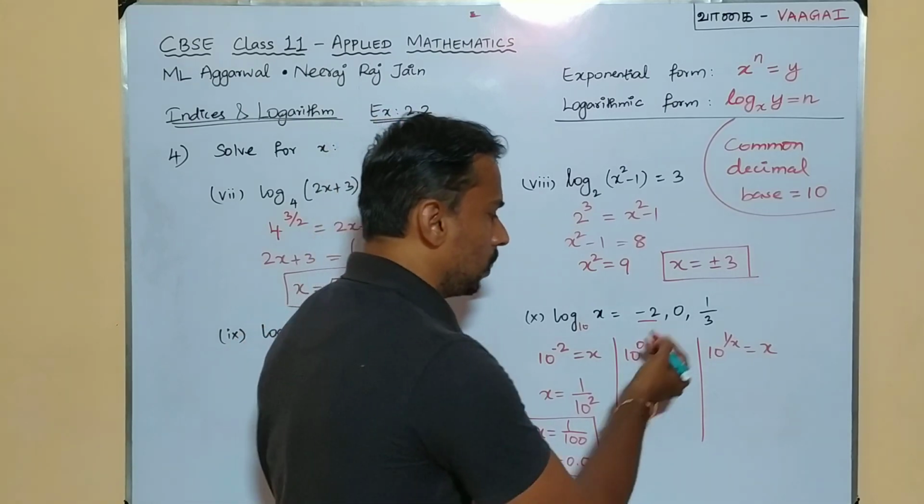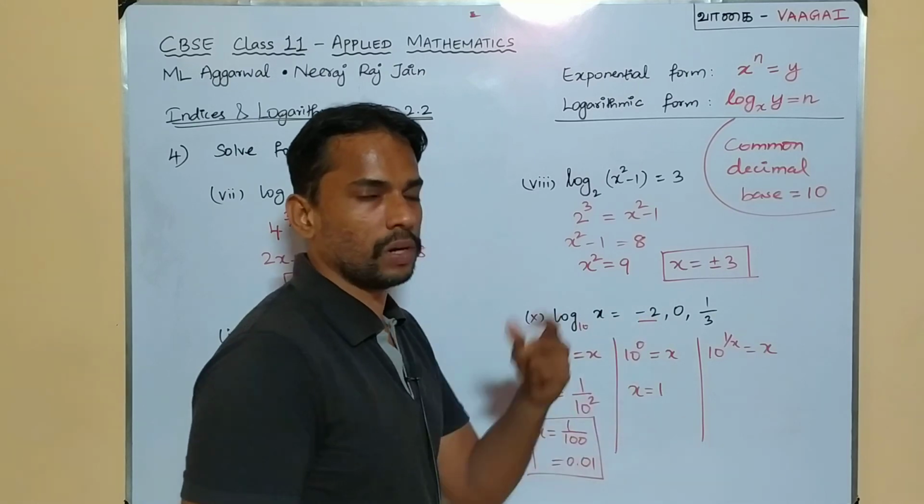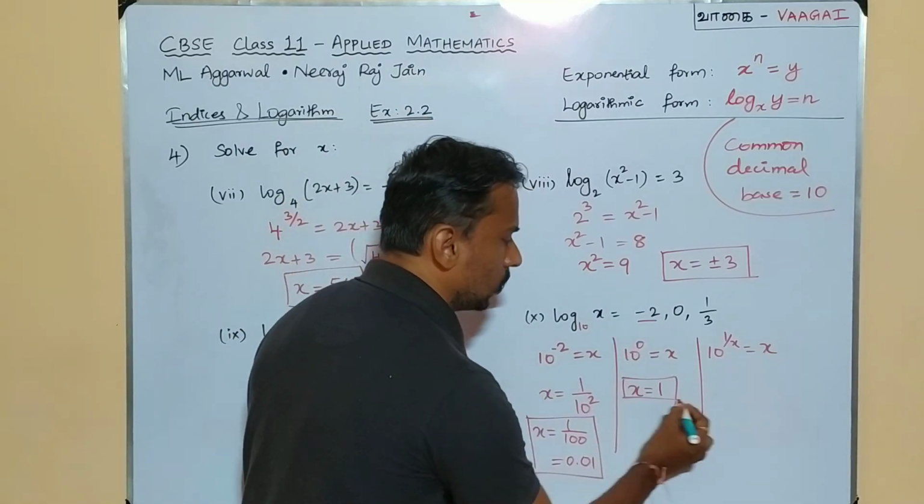And next one, we have 10 power x is equal to 10 power 0. This is easy for you to say. 10 power 0 is going to be, anything non-zero raised to power 0 is going to be 1 only. So that means x is equal to 1 for this one.